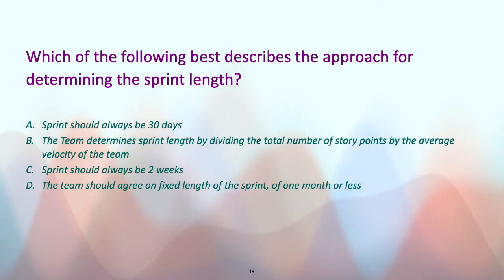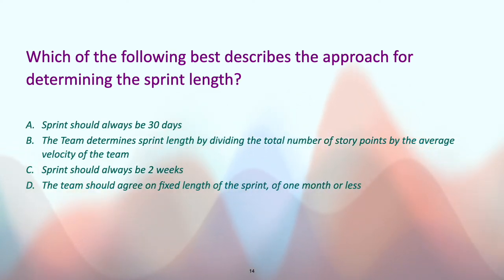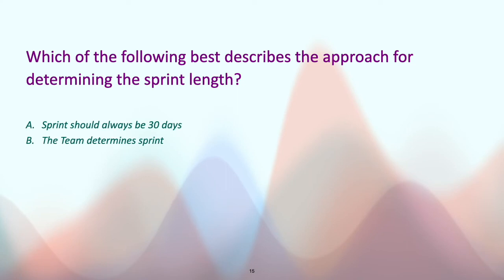Then we have, a sprint should always be 2 weeks. Then, the team should agree on a fixed length of the sprint of 1 month or less. So you can use the rule of elimination. The first one definitely doesn't make the right answer. Similarly, you can pick your answer and then we can see what the right one is. Let's see the right answer here.